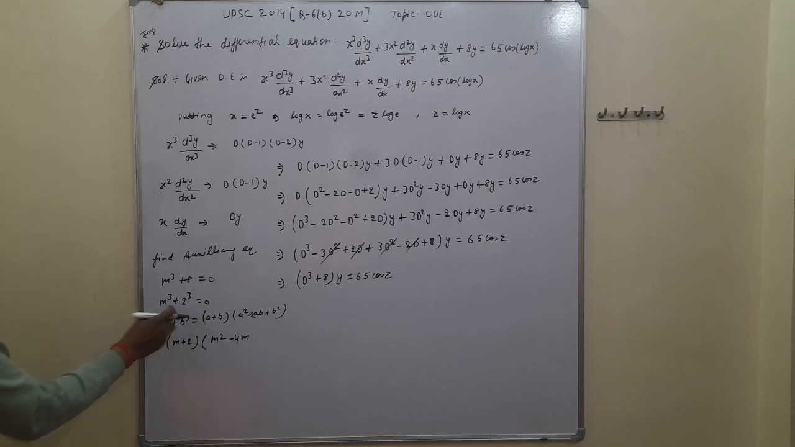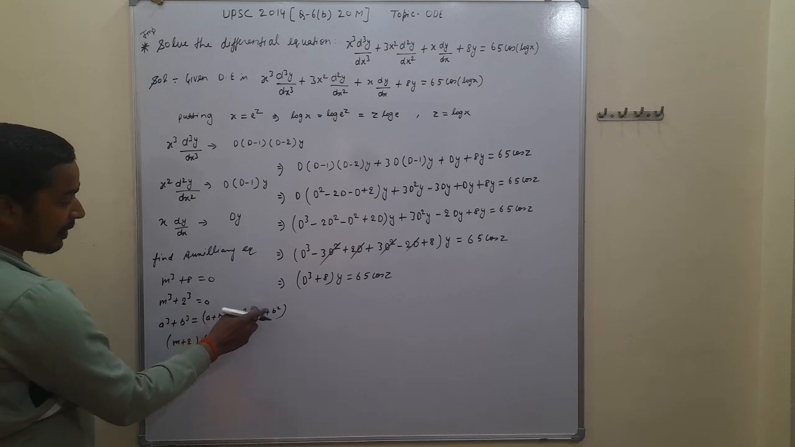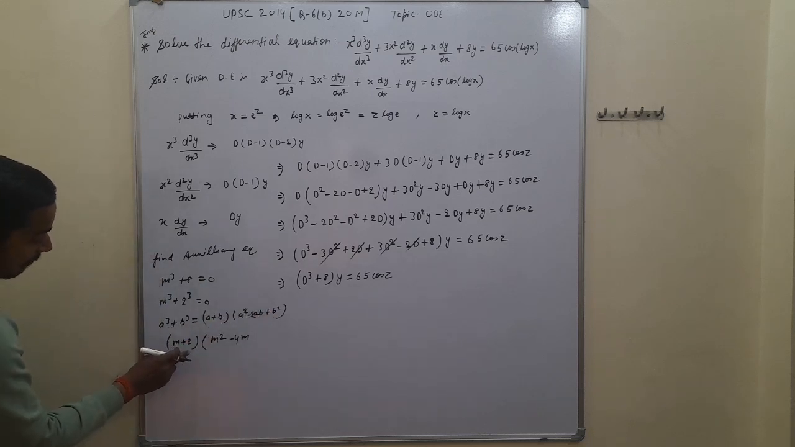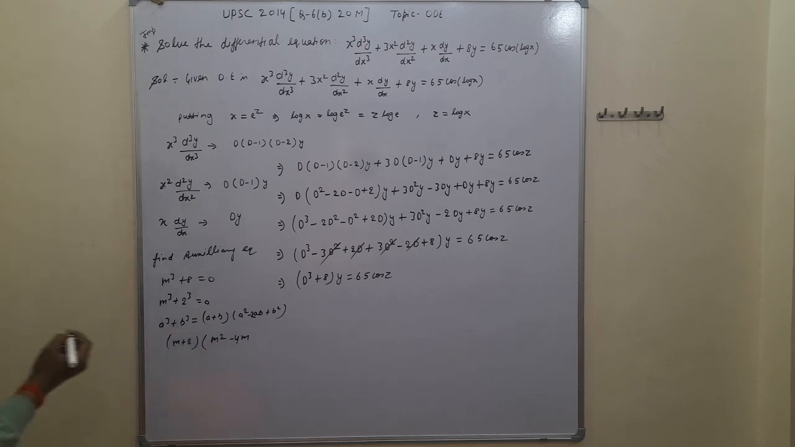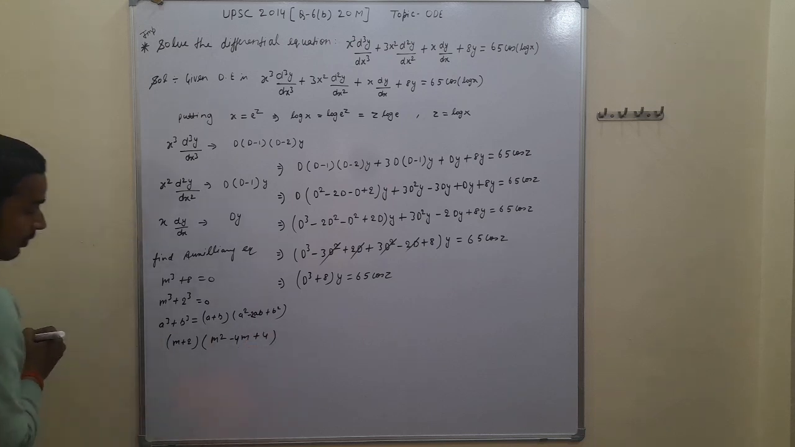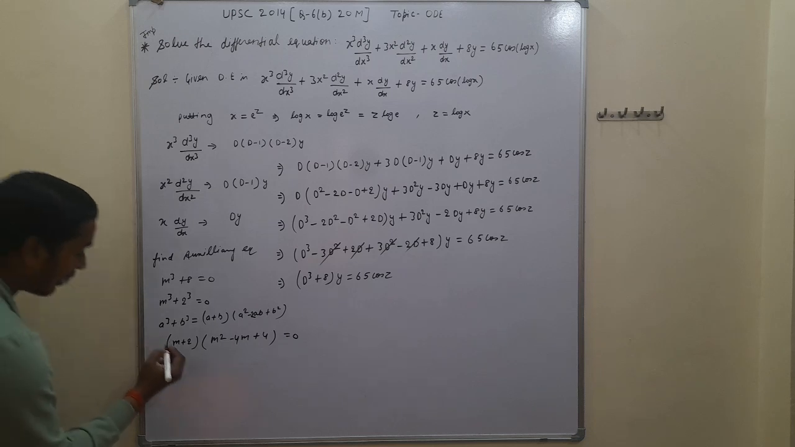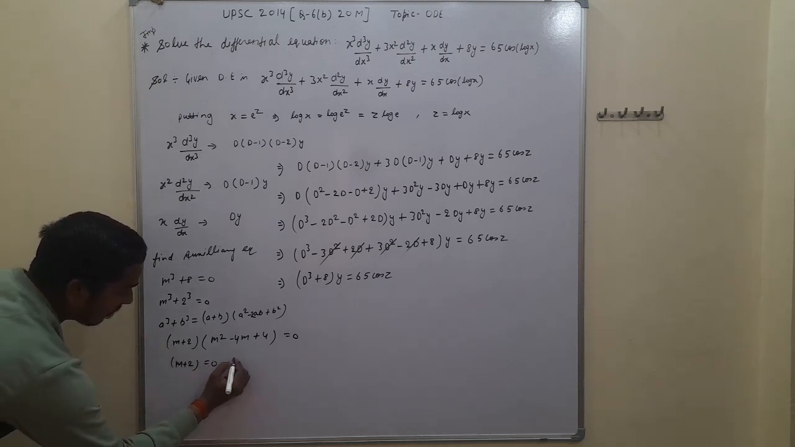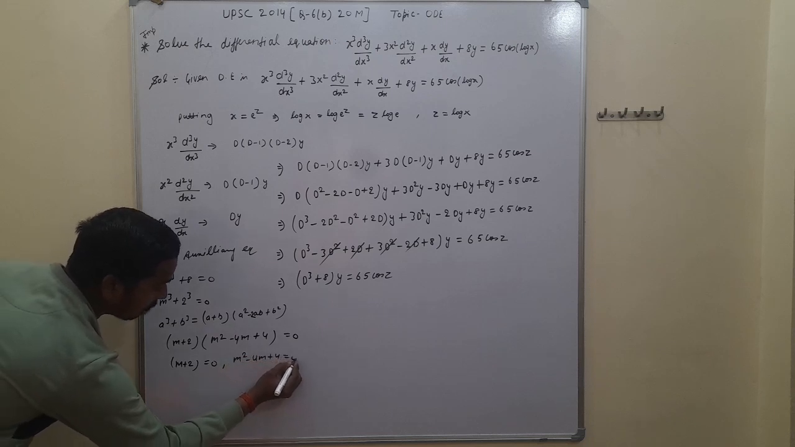a cube plus b cube is written as a plus b, and in the second bracket this is a square plus b square minus 2ab. So we have to get here m plus 2 and m square minus 4m, and the b square is written as 4, and this is equal to 0. Simply from here, this is m plus 2 is equal to 0, and m square minus 4m plus 4 is equal to 0.